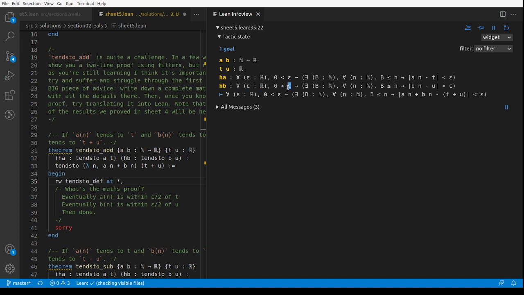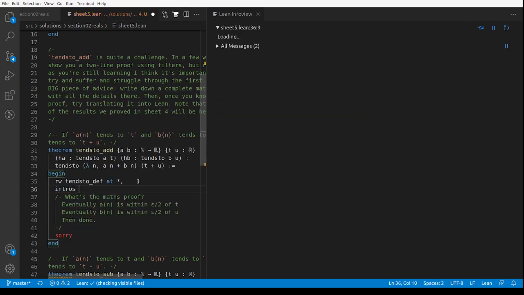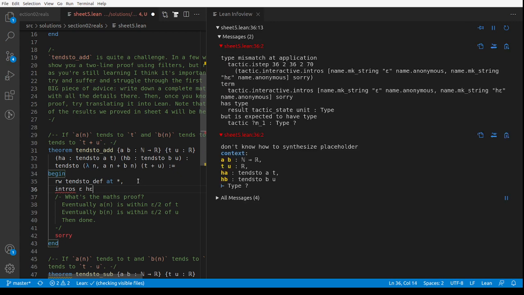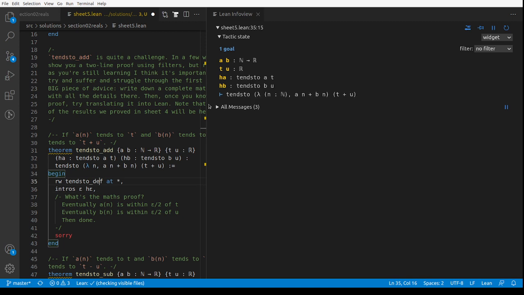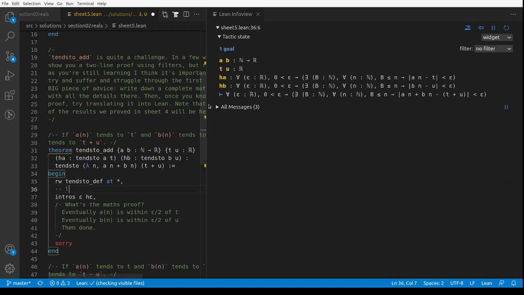And hypothesis HB says there's a bound depending on epsilon such that if you're greater than it, then BN is within epsilon of U. And we've got to prove that for all epsilon, there's a bound such that and so on. So clearly the way to start is, the goal is we've got to prove something for all positive epsilon. So let's start with intros epsilon, H epsilon. That says let epsilon positive be arbitrary. That's the first line of the proof.